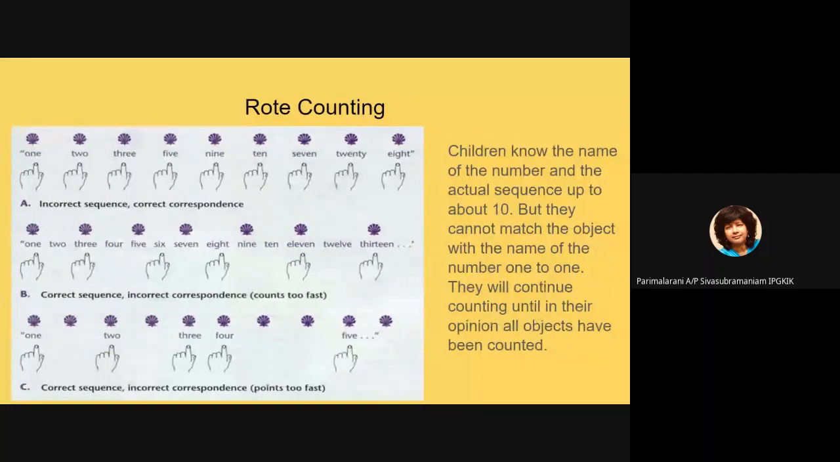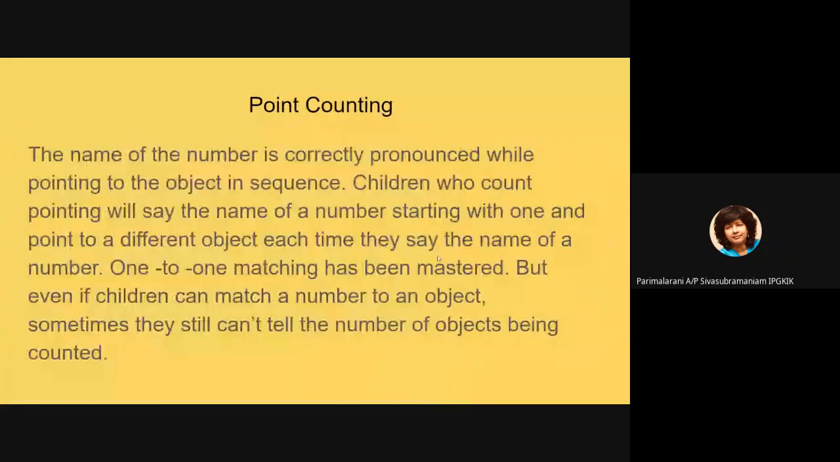So when you see all these kinds of examples, you know that the child is a rote counter. When you ask the child to count and they cannot reach the right number, then there's a problem. Either they are doing rote counting or point counting. In point counting, the name of the number is correctly pronounced while pointing to the object in sequence. The child who is doing point counting will say the name of the number starting with 1 and point to a different object each time they say the name of the number.